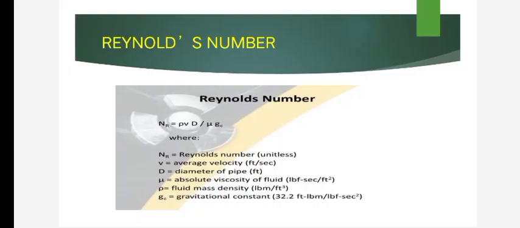Reynolds number formula: Reynolds number, average velocity, diameter of pipe, absolute viscosity, fluid mass density, gravitational constant which is 32.2.